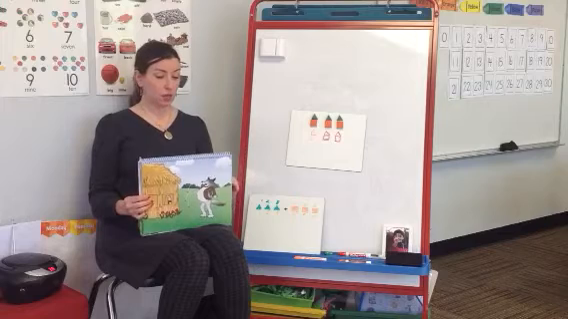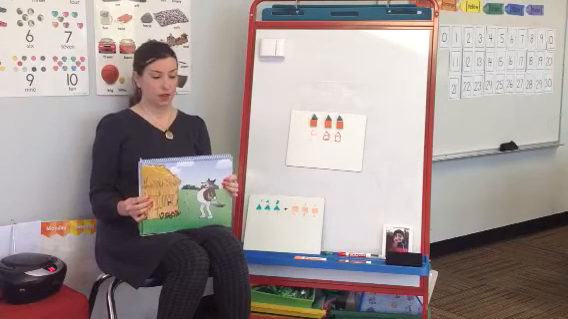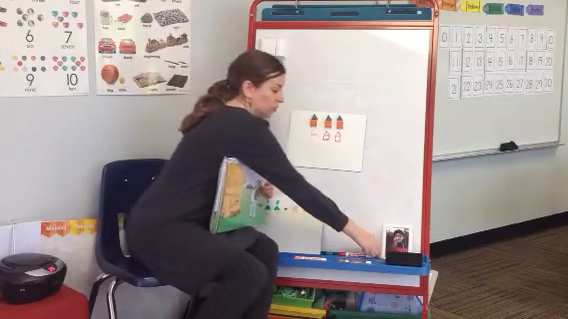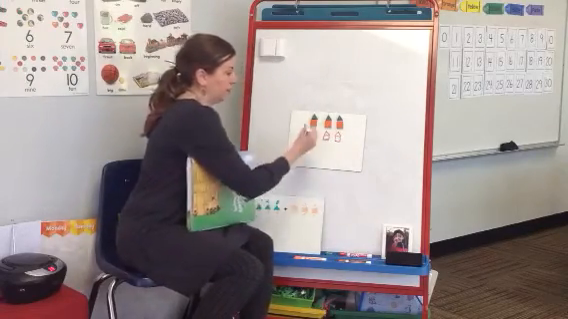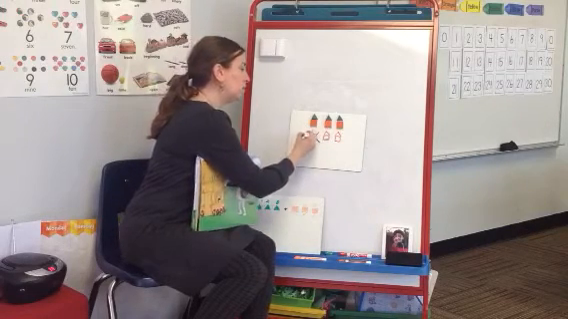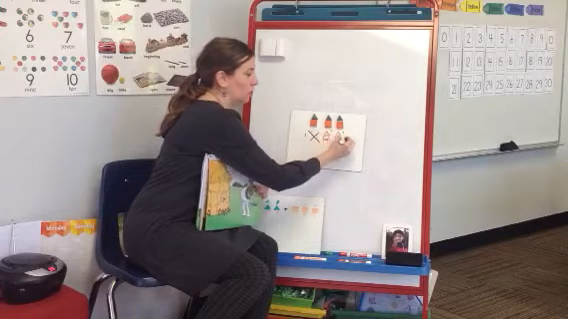The wolf began to blow. He huffed and he puffed and he blew the house in. The little pig ran away. So we have to take that one away. So how many? One was blown down. How many were left? 1, 2.